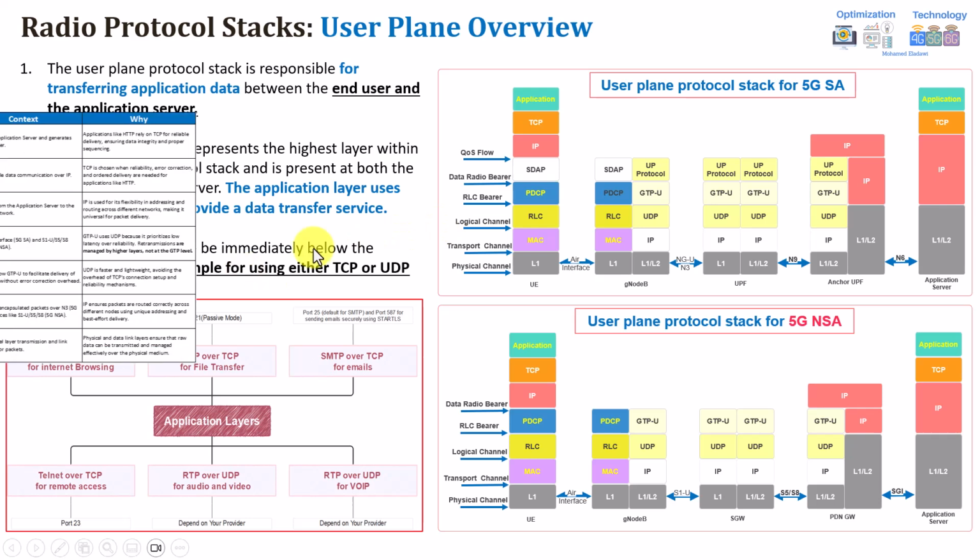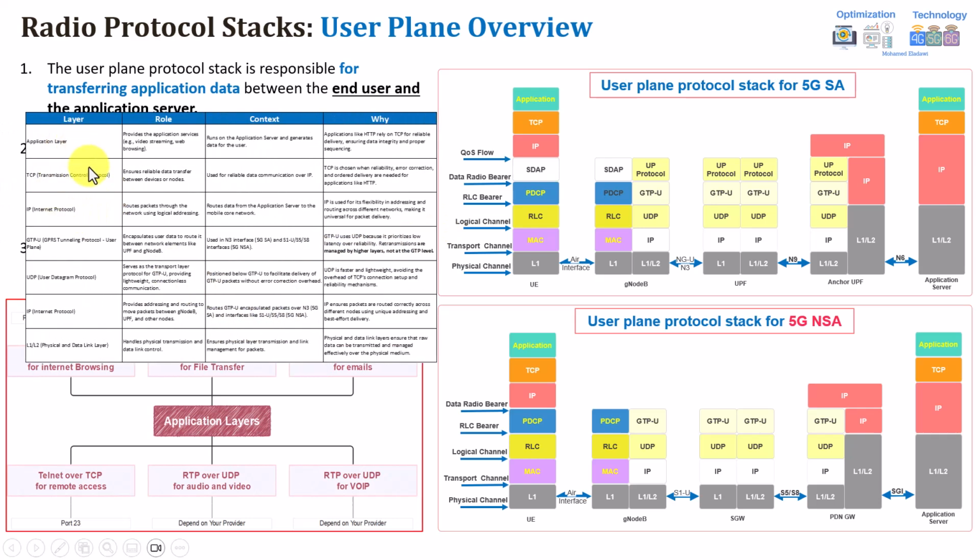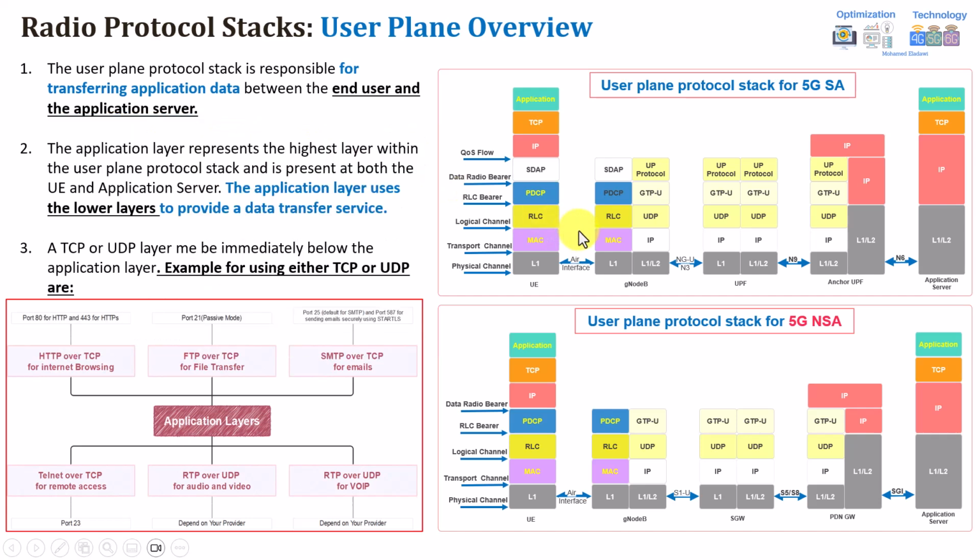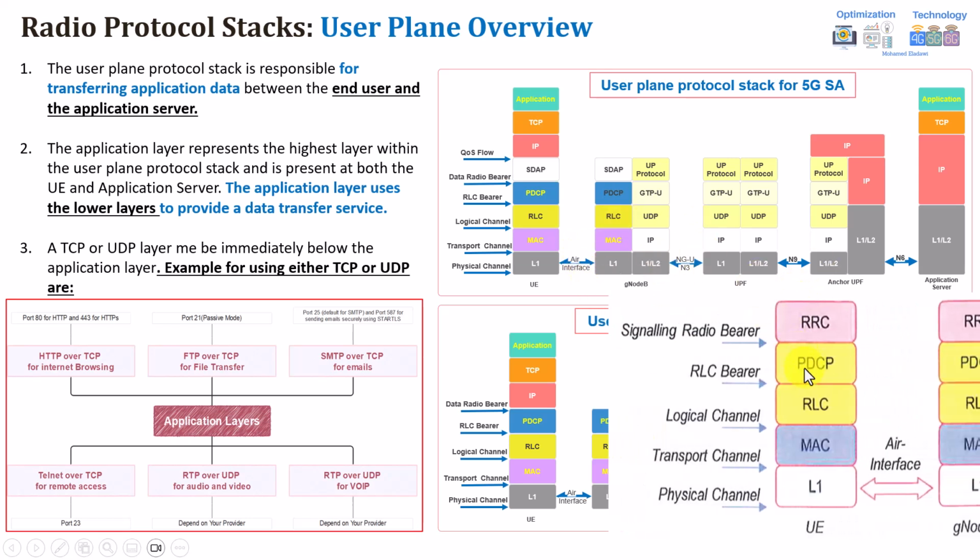And if you look into this part, you can just take a snapshot from here. This is summarizing each of those layers: application, TCP, IP, and GTPU, their role, context, and why they are used here and there. The last point in this slide I would like to address is that this is the user plane. The control plane is very simple.